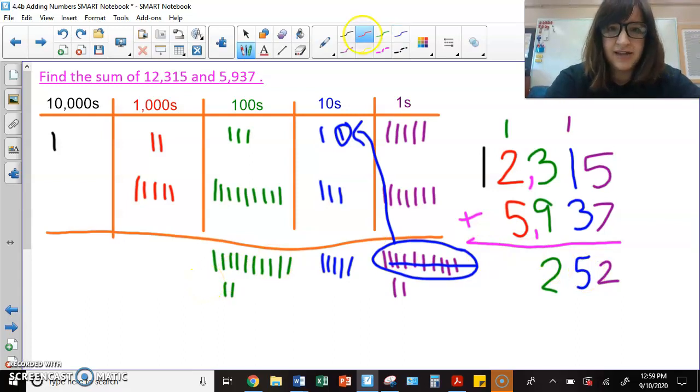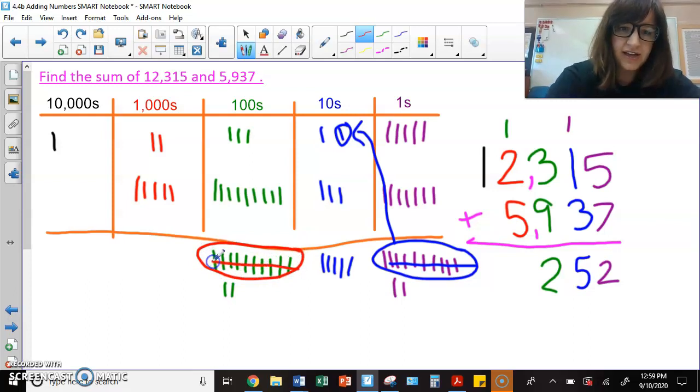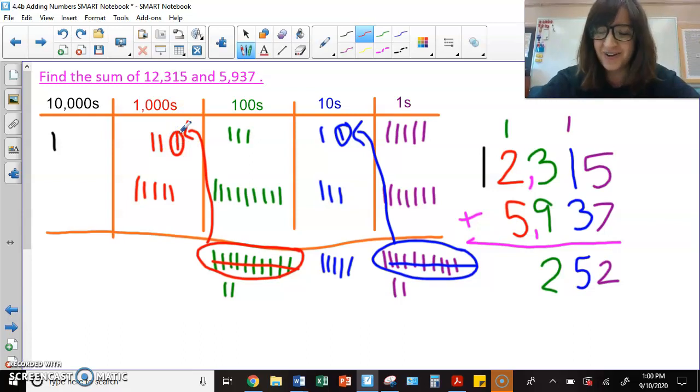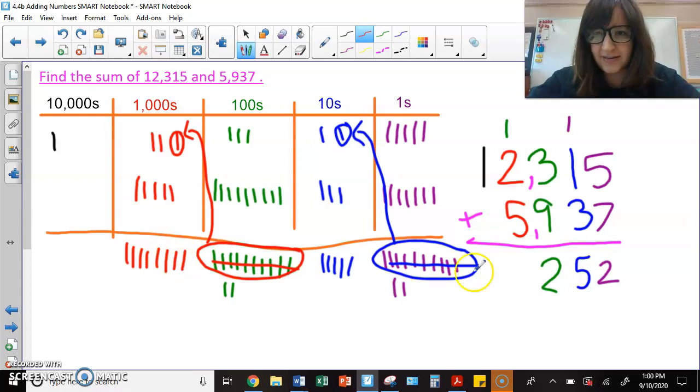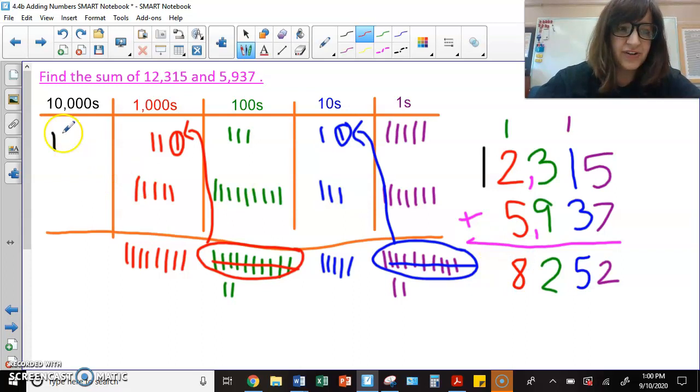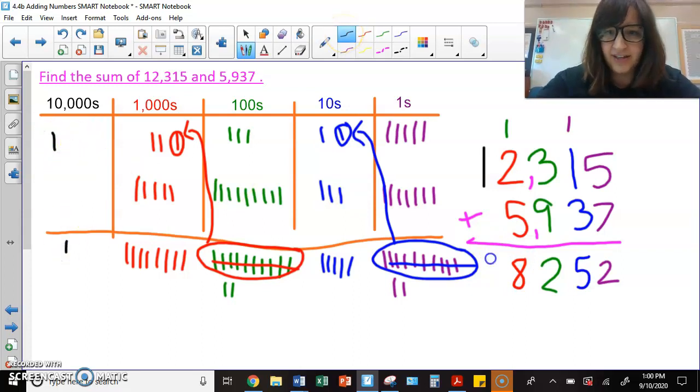So for these, I'm going to take 10 of these hundreds and I'm going to turn them into 1,000. Okay? So now I add up all my thousands. So I have 1, 2, 3, 4, 5, 6, 7, 8. Same thing right here. I have 8. And then over here, I just have 1 ten-thousand. So that's 1. That's 1.